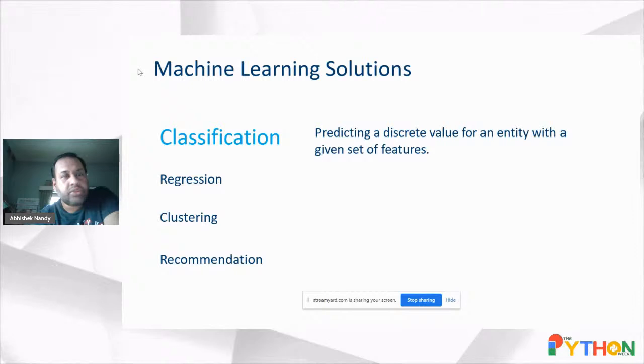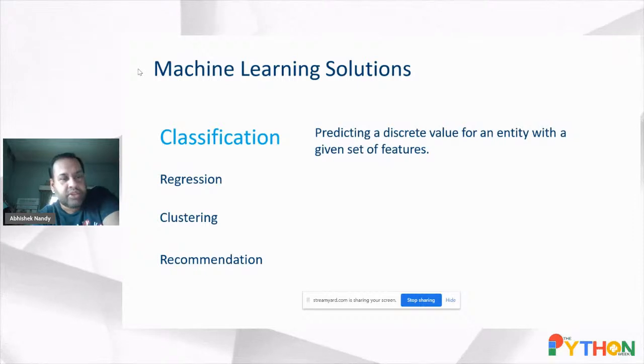Okay. Now there are different kinds of groupings when it comes to the machine learning process or the solutions. Most importantly, classification. This is a very important interview question: the difference between classification and regression. When we hear the word classification, you should have only one thing in your mind: discrete value. So classification means you are predicting a discrete value for an entity with a given set of features. And regression, you will see that it's numeric. So the key difference is that classification deals with discrete values, regression deals with numeric values.